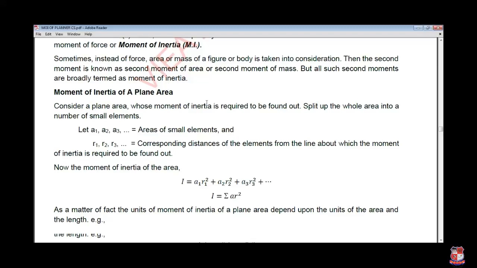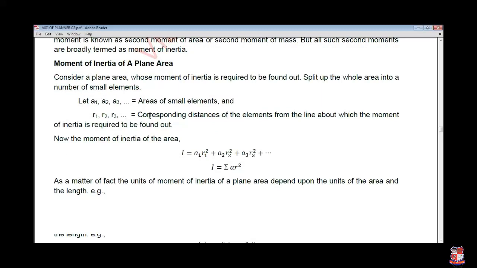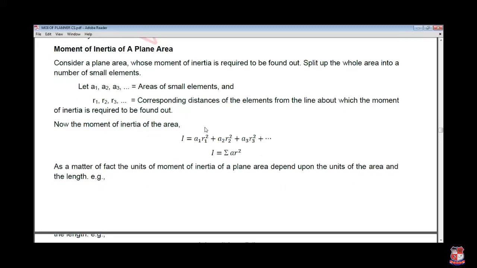Let us consider the plane area whose moment of inertia is required to be found out. Split the whole area into a small number of elements. A1, A2, A3 are the small elements, and R1, R2, R3 are the corresponding distances of the elements from the line about which the moment of inertia is required. Now the moment of inertia of the area, that is I, is equal to A1 R1 square plus A2 R2 square plus A3 R3 square. You can also rewrite this equation as sigma A R square.